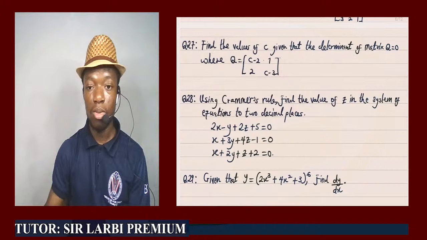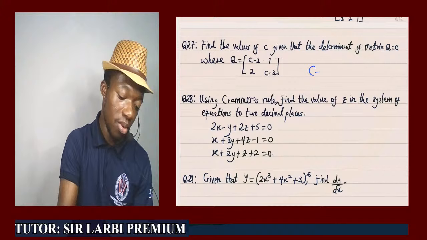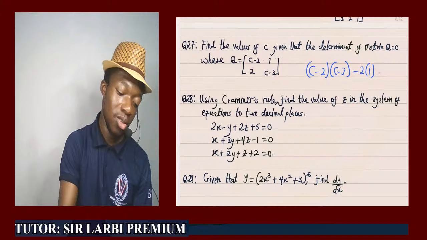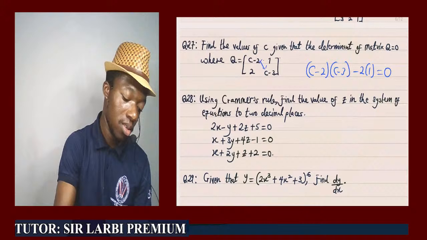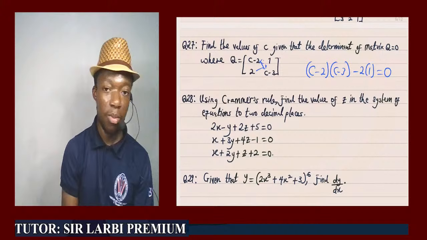So you have what? You will have your C multiplying what? So you have C minus 2 multiplying C minus 3, compared with 2 multiplying 1. And that should give you 0. This is how you find determinant for this. You multiply this, and then you multiply this. So you find a determinant of the product of the downward compared with the product of the upward. Okay, so you just have to expand.